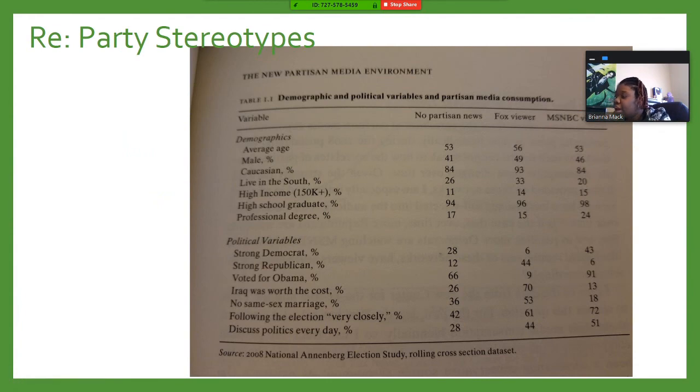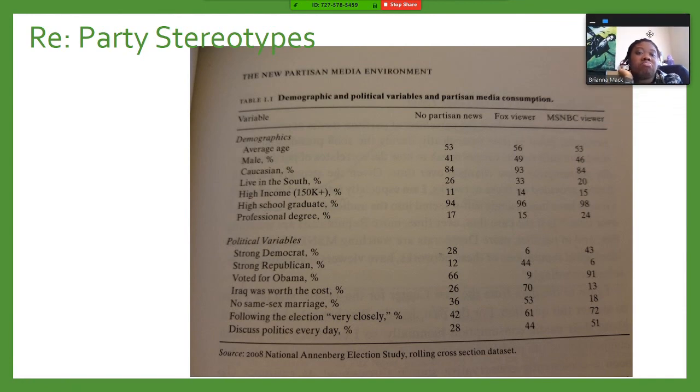All right, so let's talk about how partisans polarize America. This is the Lewandowski reading that y'all were supposed to have done a long time ago when we talked about demographics and party breakdown. So the types of people that watch Fox News versus MSNBC. Average age that watches no partisan news, 53, male 41%, Caucasian 84, lives in the South 26, etc. He pulled these from the National Annenberg Election Study.